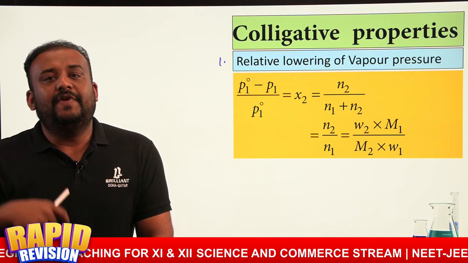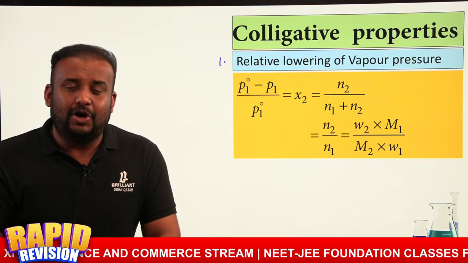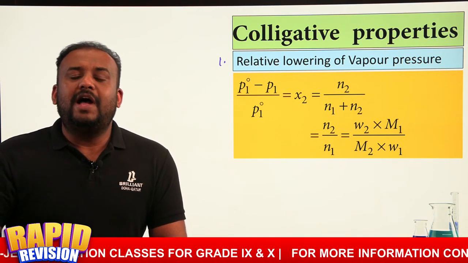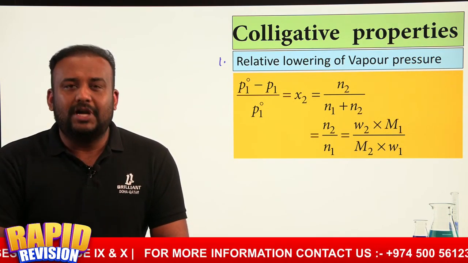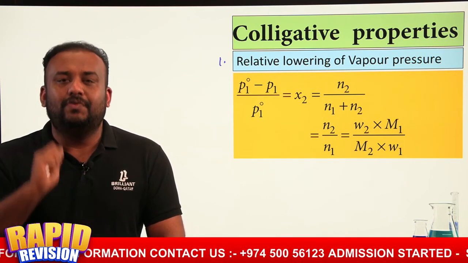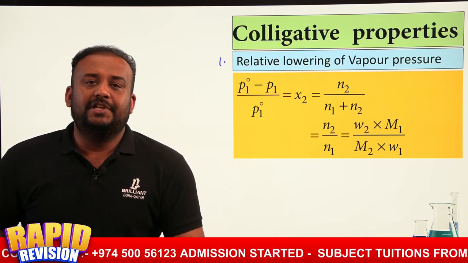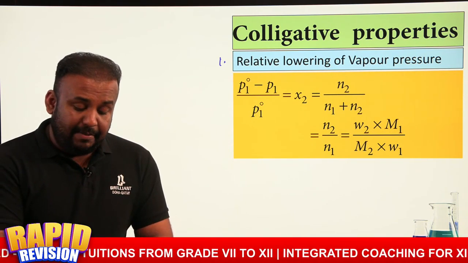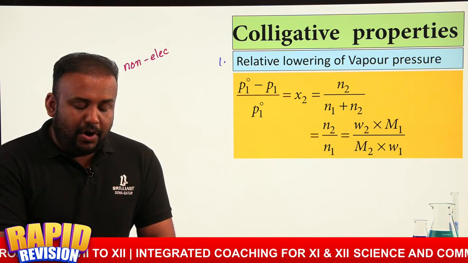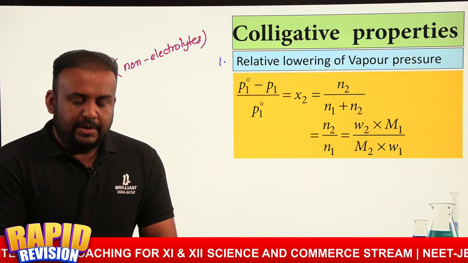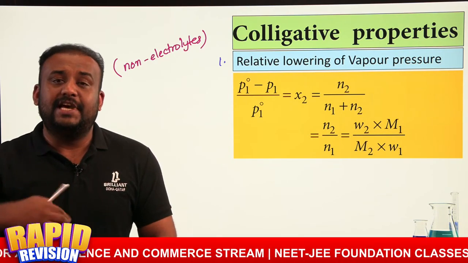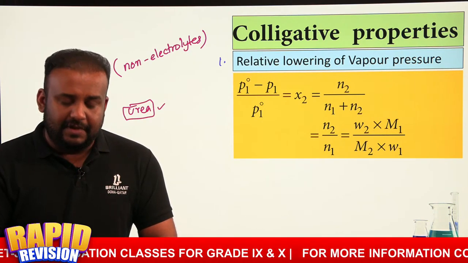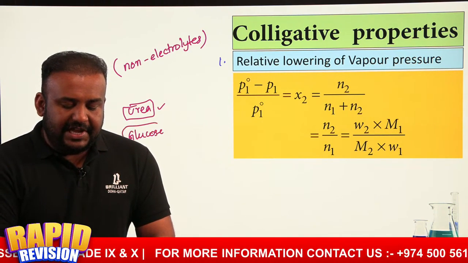So this relative lowering of vapor pressure of water is independent of what? The nature of the solute. For example, you add 1 molar urea into water, you add 1 molar glucose into water, the relative lowering of vapor pressure in both cases is going to be the same. And one thing I want to tell you is, remember, this is for non-electrolytes. What is the meaning of non-electrolytes? Substances that do not ionize. For example, urea, if you add into water, it will stay as urea itself. Glucose, if you add into water, it will stay as glucose itself.